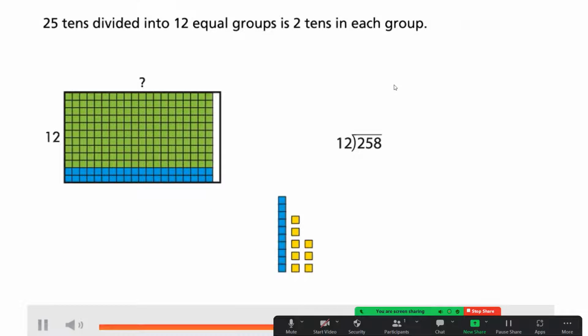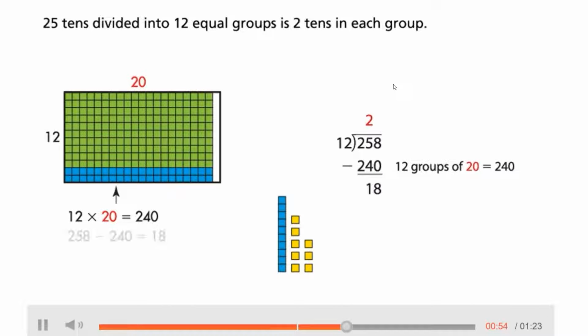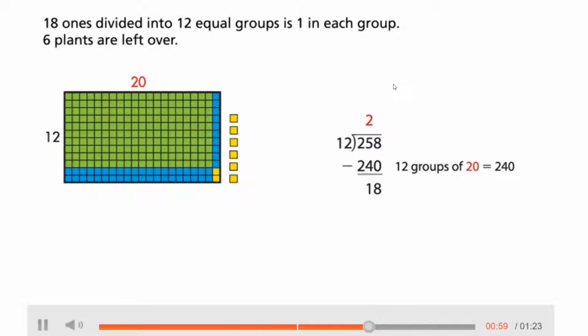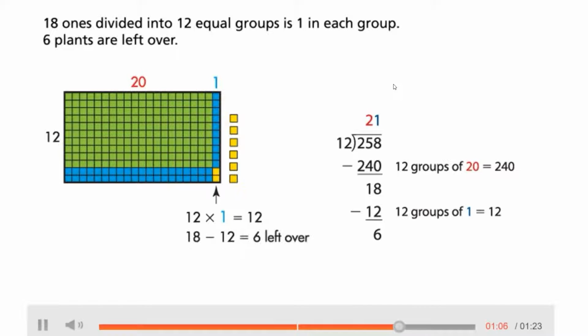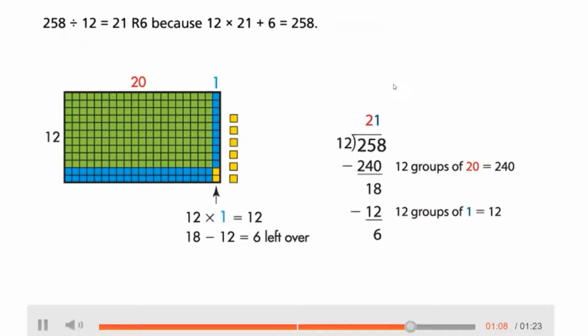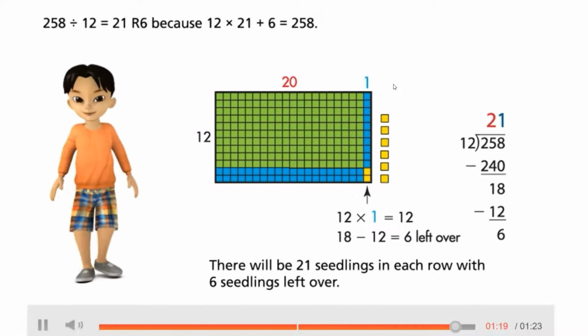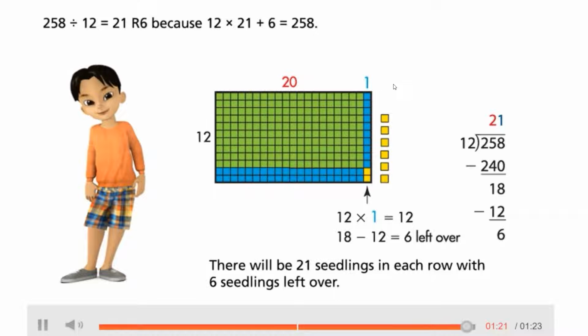25 tens divided into 12 equal groups is 2 tens in each group. 12 groups of 20 equals 240. 18 ones divided into 12 equal groups is 1 in each group. 12 groups of 1 equals 12. 6 plants are left over. 258 divided by 12 equals 21 remainder 6, because 12 times 21 plus 6 equals 258. There will be 21 seedlings in each row with 6 seedlings left over.